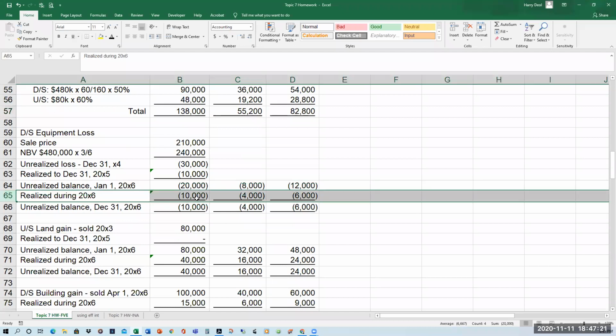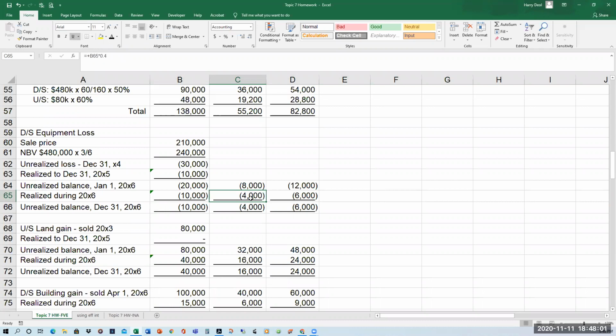In the year 2006, a portion of the downstream equipment loss got realized. So $10,000 of the loss got realized before taxes. A realized loss should result in lower income. Because on the income statement, the line item relating to equipment is depreciation, you want to increase depreciation expense by $10,000. Okay, so add $10,000 to depreciation expense, but that means your income before tax will be lower by $10,000. So the income tax expense should be lower by 4,000. So minus $4,000 from the income tax expense.